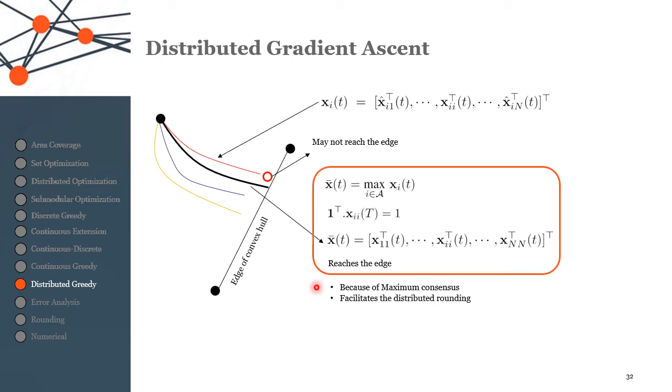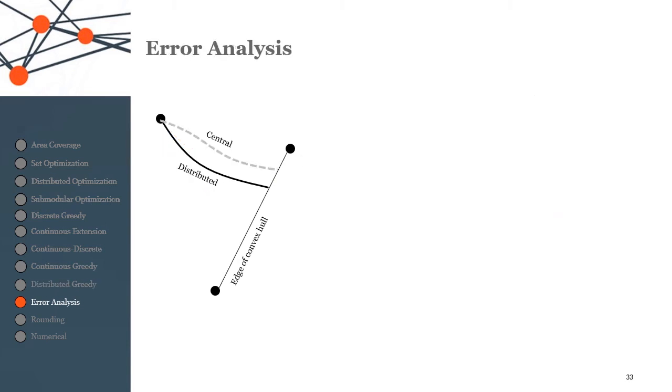X bar reaching the convex hull is a property of maximum consensus, and later we will see that it facilitates the distributed rounding. So from the edge we can get to a vertex. We already had the central solution, the continuous central solution, knowing that it's going to reach the edge of the convex hull. But now we have the distributed one, and because of some errors, it's not going to exactly land where the central solution lands. The first source of mismatch is network delay.